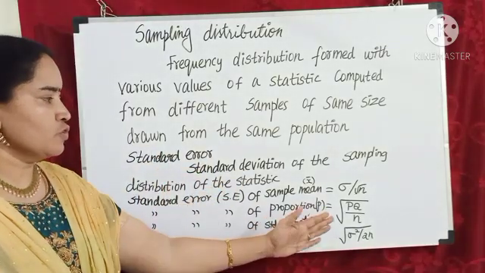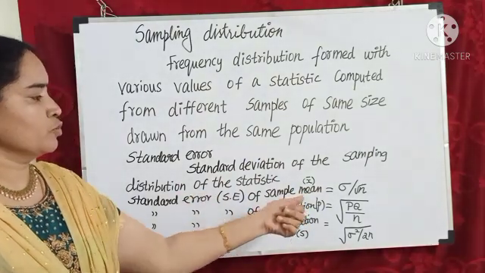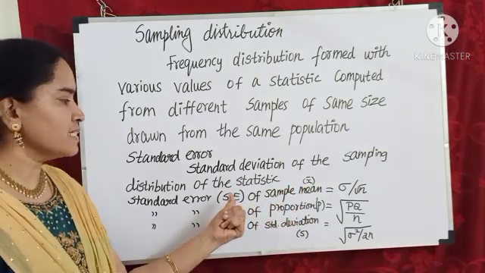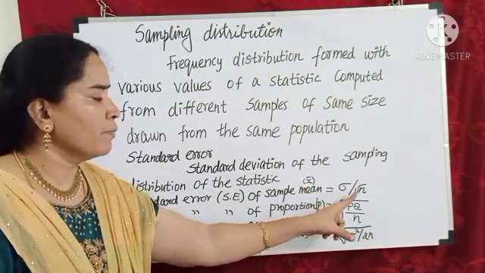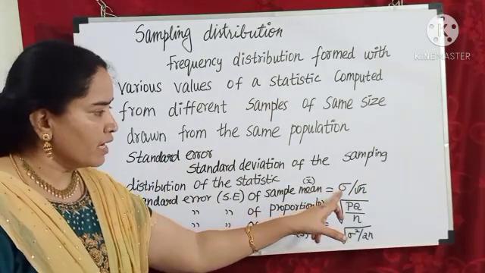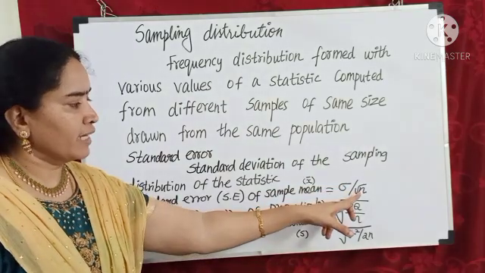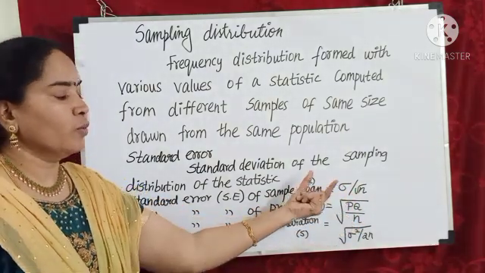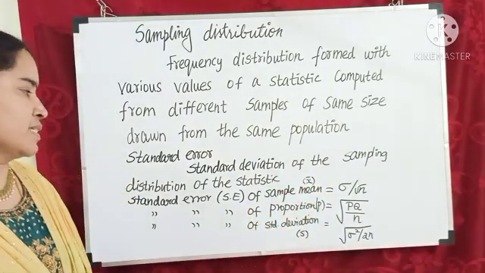Some of the values we have written. Suppose I am calculating the sampling distribution of the mean. X bar we denote. What is the standard error of the sample mean? We say sigma by root n. Sigma, standard deviation of the population. Root n, n is the sample size. So sigma by root n, a very important formula which we use in the subsequent exercises.